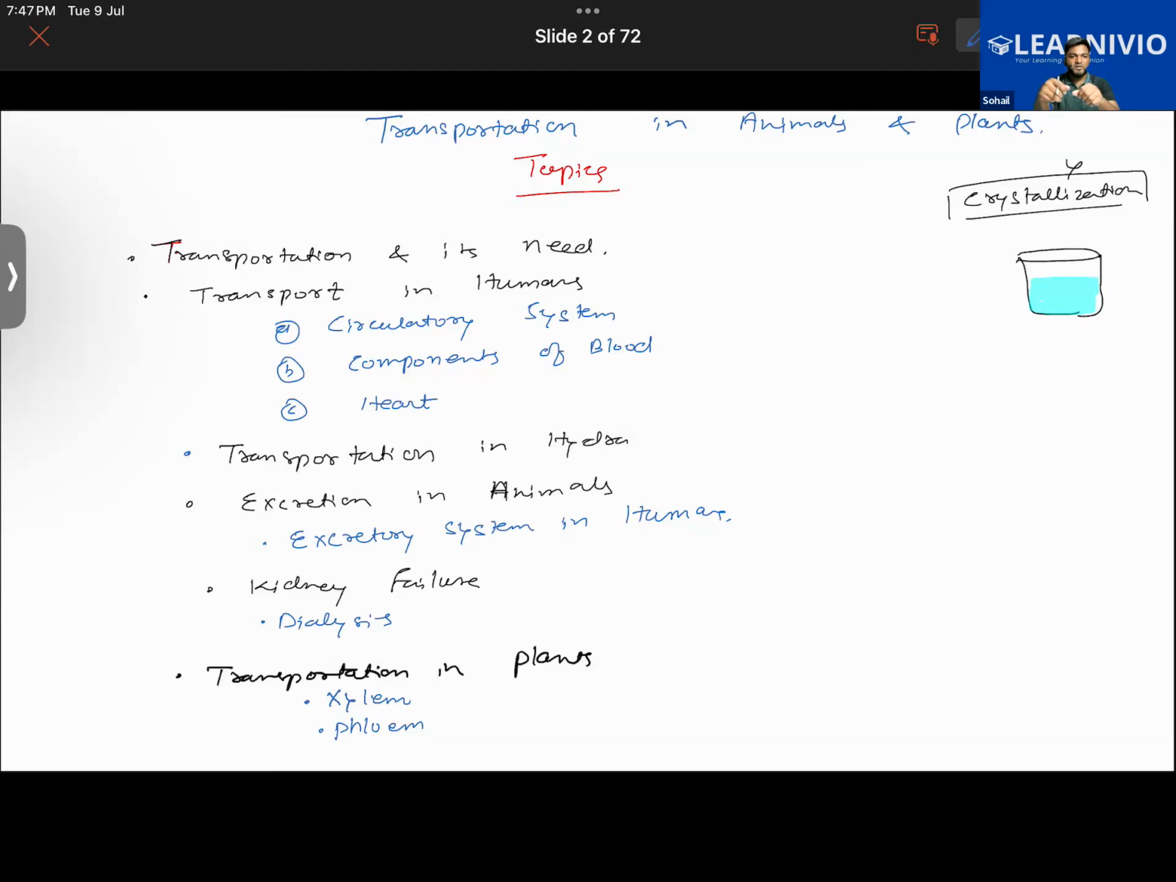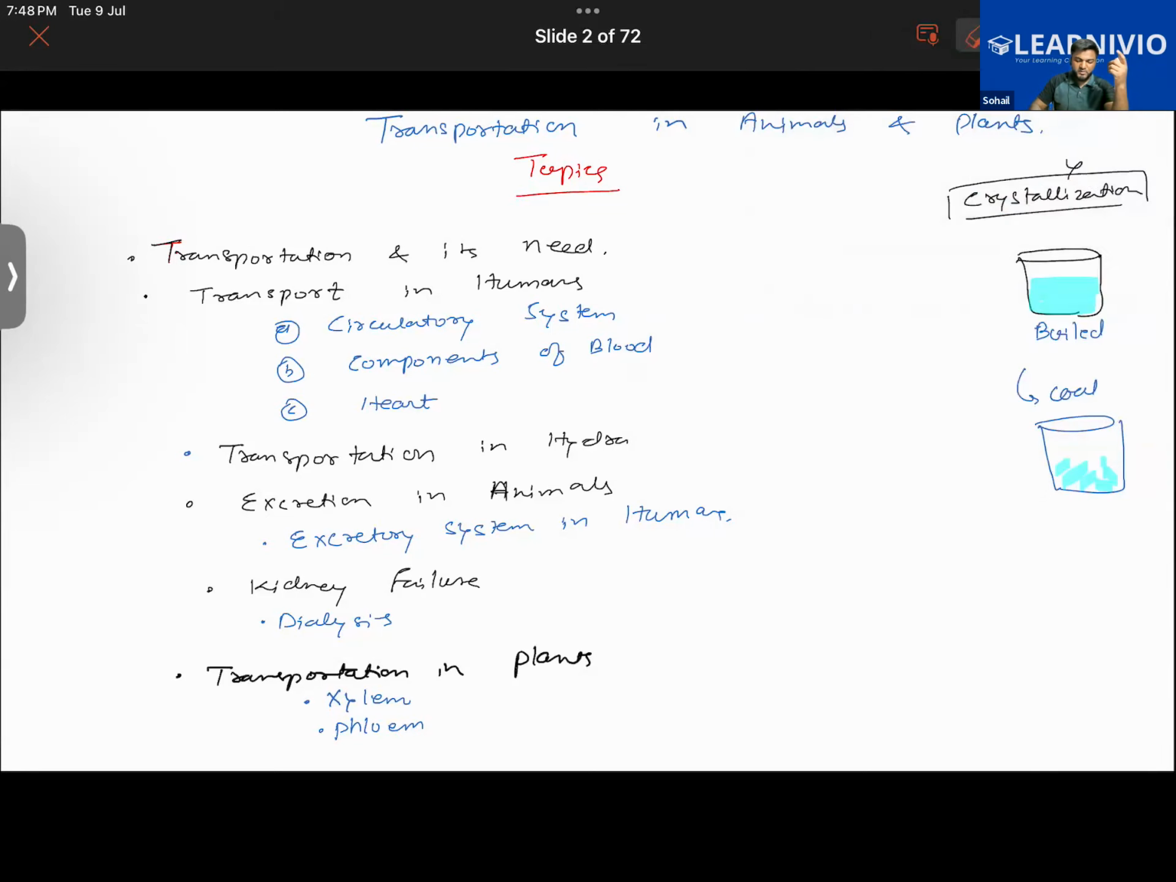First, you have to heat it. First you have to boil it, and then you have to let it cool slowly. Crystals of copper sulfate would be obtained. So this is the method where you are obtaining the solid pure substance from its solution. First you would have boiled it, then you let it cool, and then you will be able to obtain crystals. So you'll be getting crystals like this.